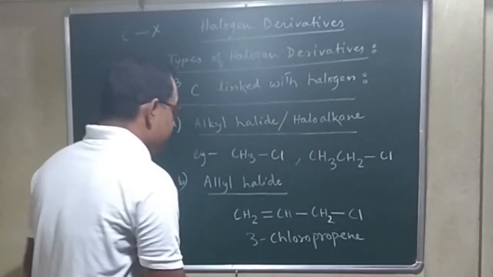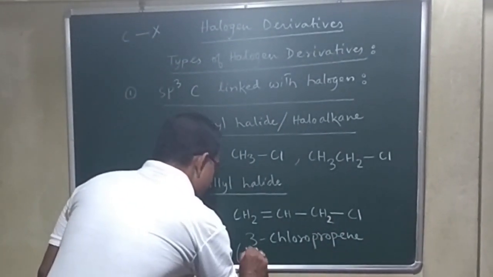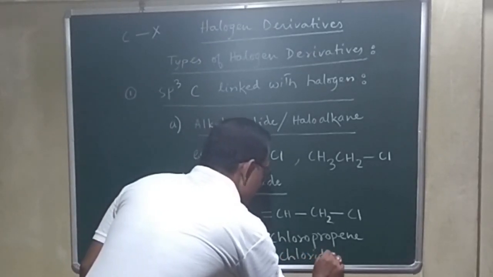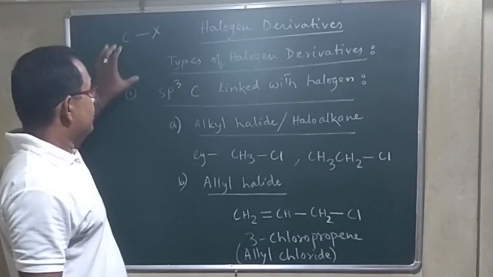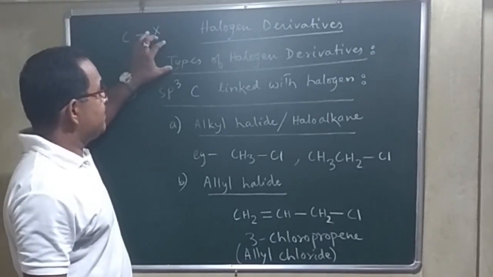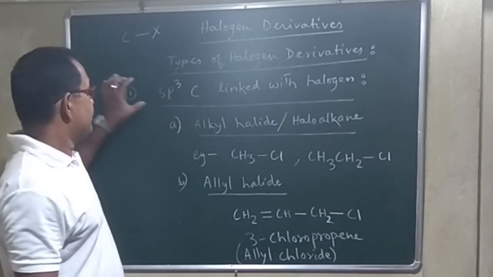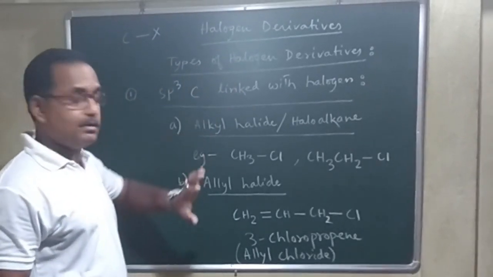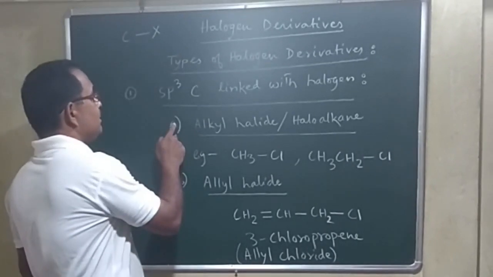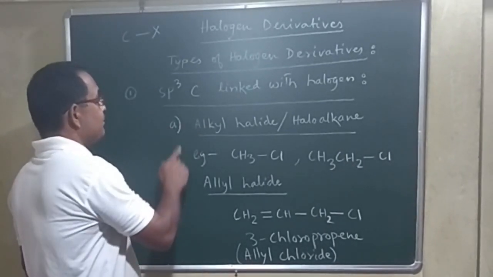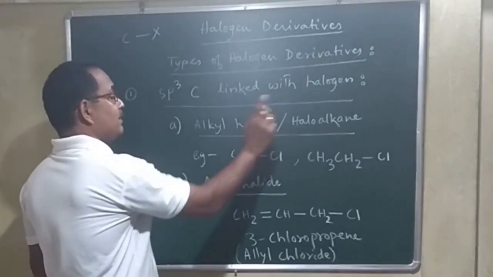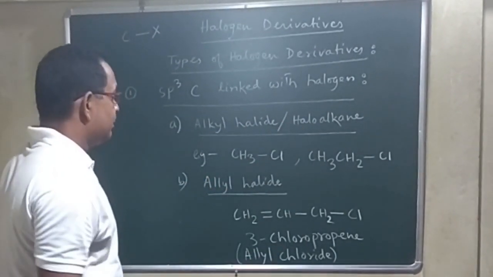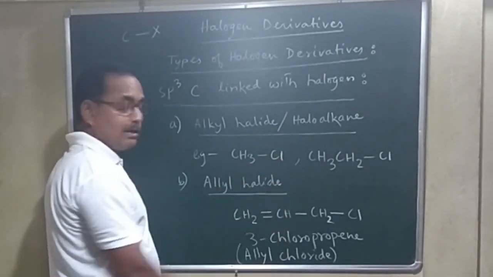3-chloropropene. This is actually, in simple form, allyl chloride. So we are going to study the types of halogen derivatives. The first type is sp3 carbon linked with halogen. In this case we get two types now. Number one, alkyl halide or haloalkane. For example, chloromethane, chloroethane, or say bromomethane, bromoethane.